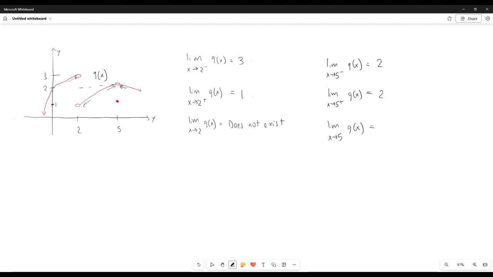However, notice that the value of g of 5 is not equal to 2. It is 1. This is because the value of the limit does not account for the actual value of the function at that specific value, but the behavior of the function as it approaches that value.